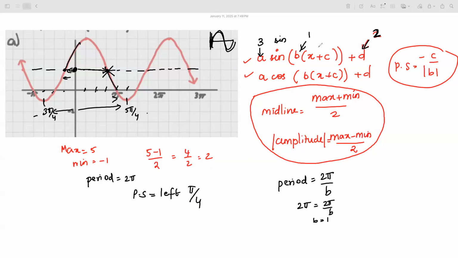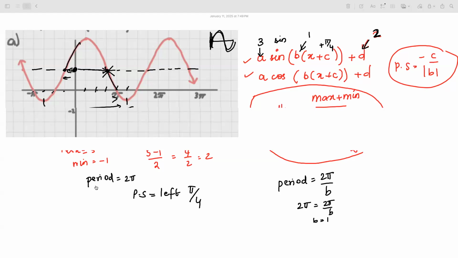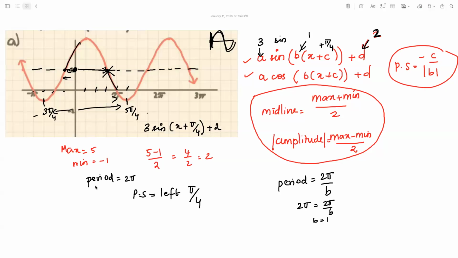Okay, now coming to the formula. So the equation is written as 3 sine (x plus pi by 4) plus 2, right guys? Make sense? Bhuvanesh, are you with me? Okay. Now for the cos function, what do we do? For the cos function, what do we do?